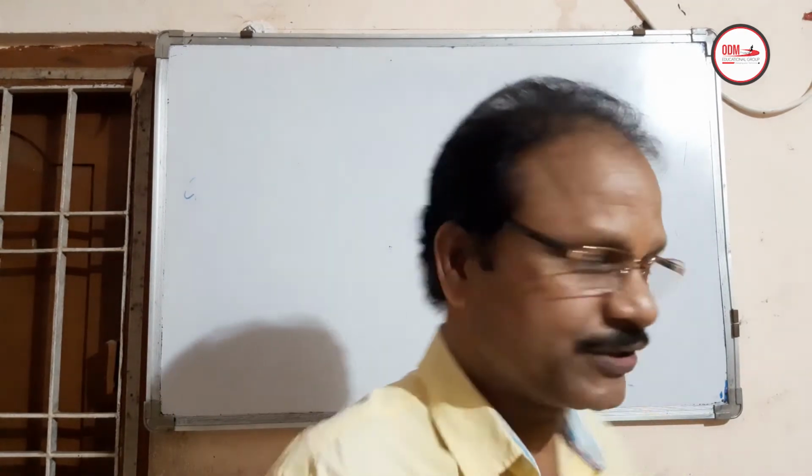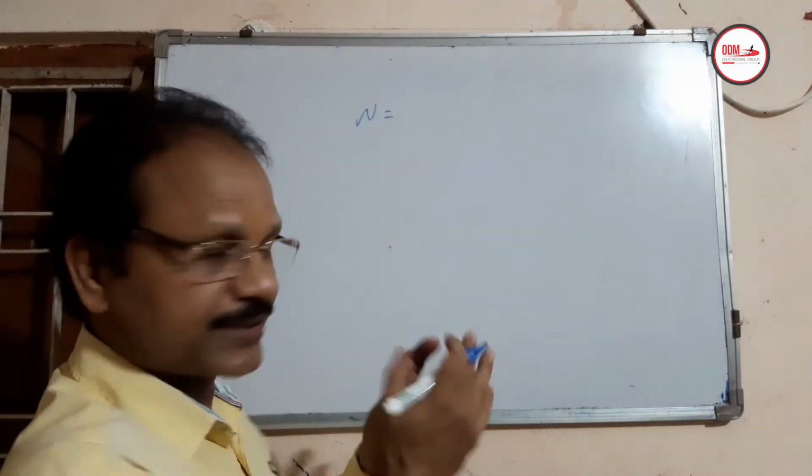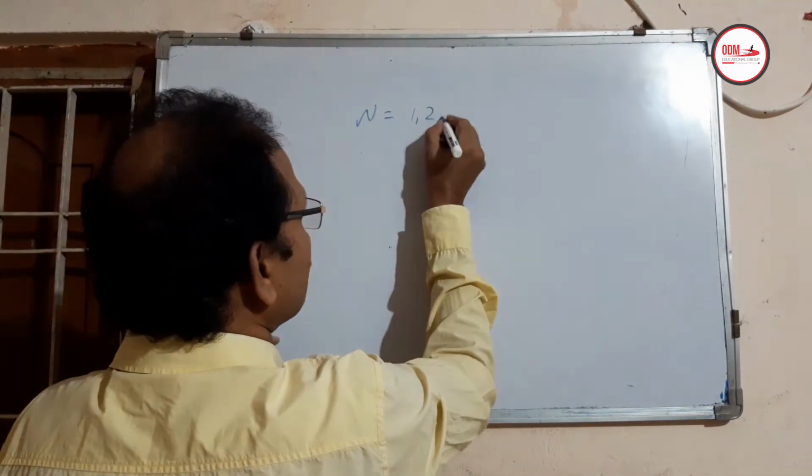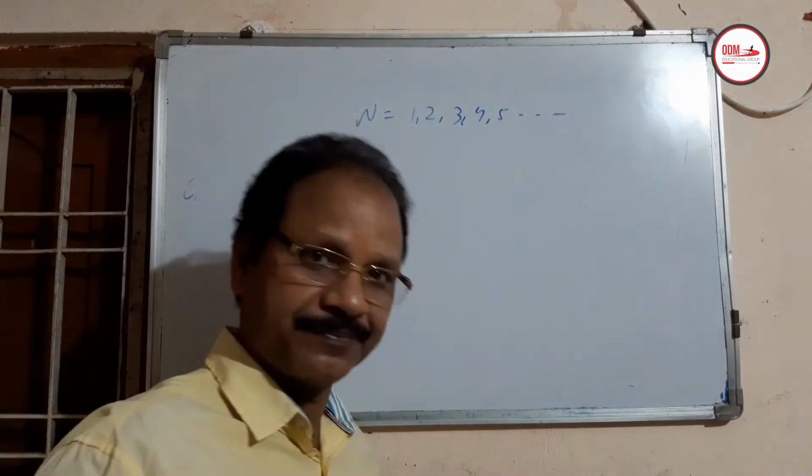Yes, they are called counting numbers, and all counting numbers are also called natural numbers, and natural numbers are represented by the letter N. It means N is a natural number. N is a set of numbers. It contains 1, 2, 3, 4, 5, like this up to infinity.